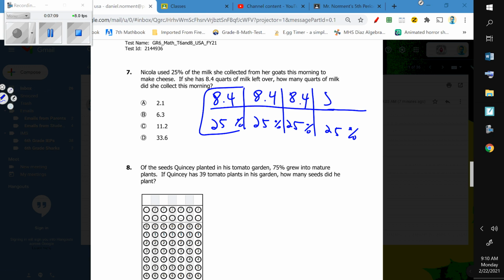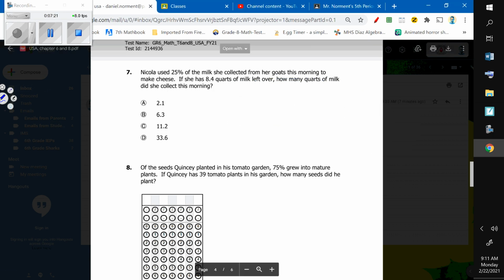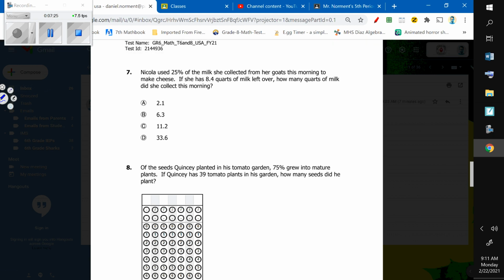So it's not how many did she use, it's how many did she collect. What do you think you do with all those 4 numbers? You just add them together. That's one of the ways you can do that. There is a way to do it setting up a proportion. I can't think of it right now, and that's okay. Sorry.